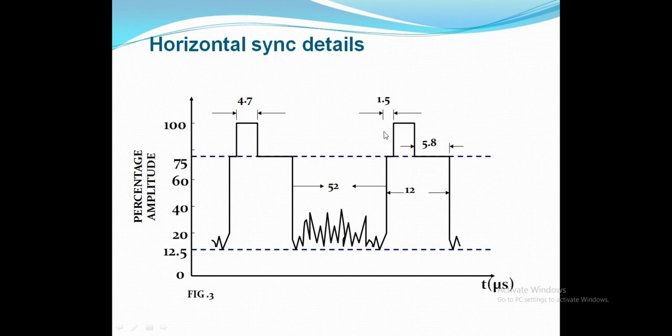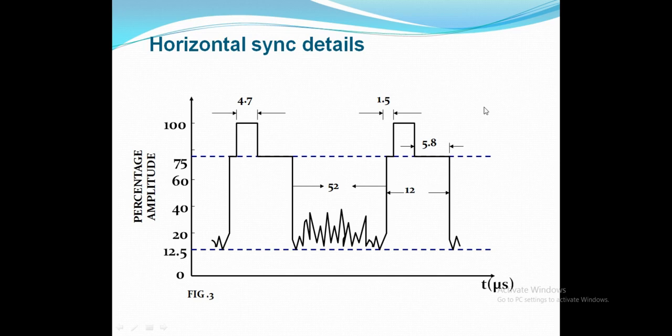Next, the width of the front porch is 1.6 microseconds with a tolerance, and it can range from 1.3 to 1.8 microseconds. The amplitude of the front porch is at the blanking level, that is 75% of the composite video signal, and it is inserted between the end of the line and the leading edge of the line sync pulse.